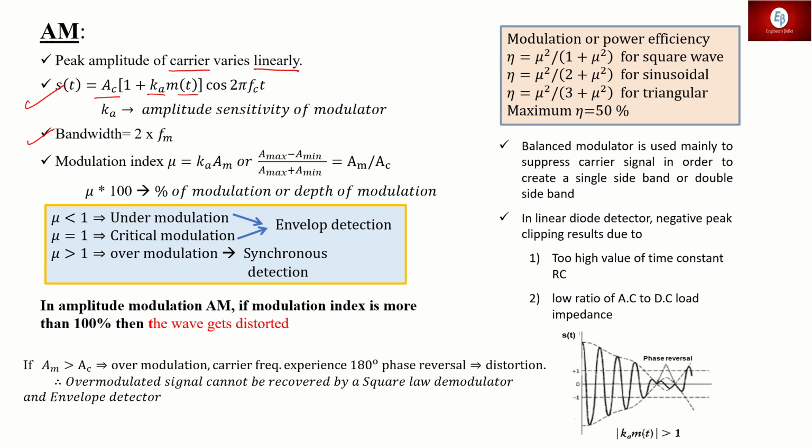The next point is bandwidth. The bandwidth of the AM signal is 2 times the message signal frequency. So this is an important formula from the exam point of view.